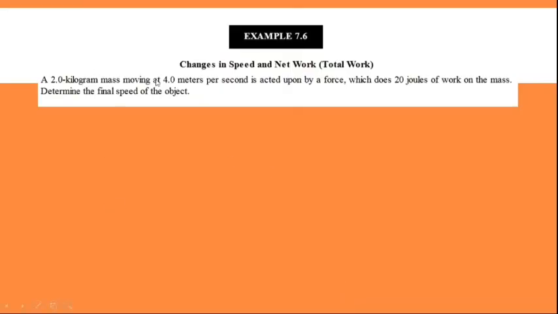A 2 kilogram mass moving at 4 meters per second is acted upon by a force which does 20 joules of work on the mass. Determine the final speed of the object. They want you to find the final speed. The initial speed is given, the mass is given, work is given. So what are you going to use? Work kinetic energy theorem. That's it.